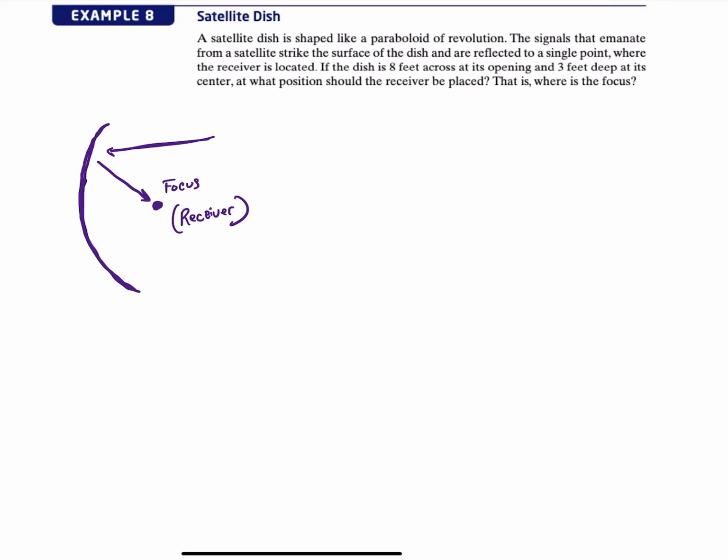So this is where we want our receiver to be located. They say if the dish is 8 feet across at its opening and 3 feet deep at its center, at what position should the receiver be placed? Let's draw another version. So we have some parabola. They're saying that it is 8 feet across its opening, so I can imagine this distance is 8 feet, and 3 feet deep at its center, so I can imagine 3 feet here. So where should the receiver be placed? It's basically asking where is the focus?